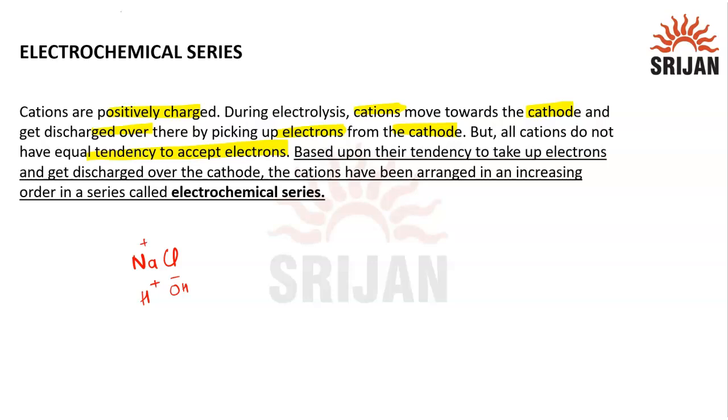Which cation, either Na+ or H+, will take up the electron first and get discharged at the cathode? The cations have been arranged in increasing order in a series, which is said to be the electrochemical series. So either sodium will take the electron or hydrogen will. But which one is going to take the electron? This is what we get from the data, which is also arranged in a series called the electrochemical series.